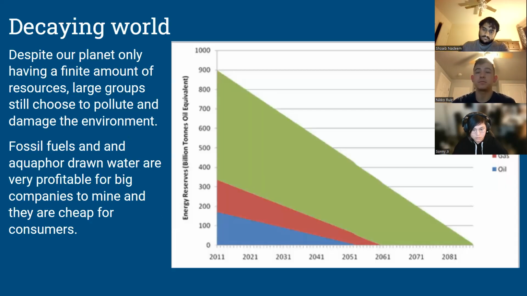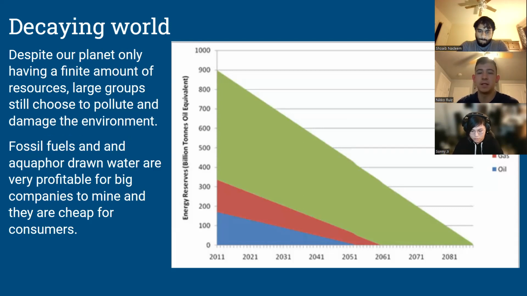Next slide. Our world is decaying. So, despite our planet only having a finite amount of resources, large groups still choose to pollute and damage the environment. They do this because profit is their main goal, and they don't care what kind of damage they're creating for the environment, for our planet. All they want is more money.